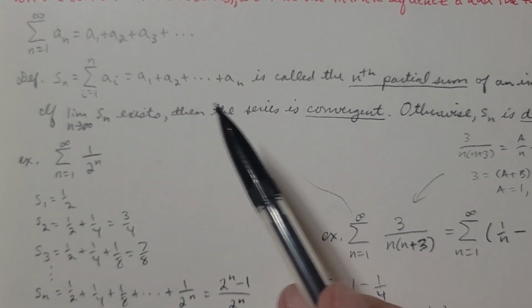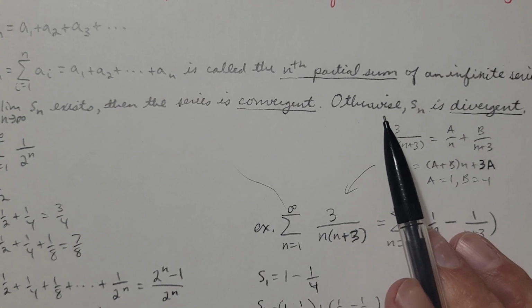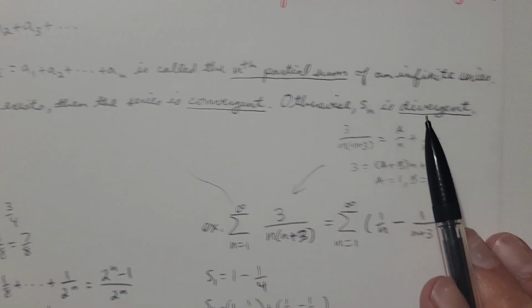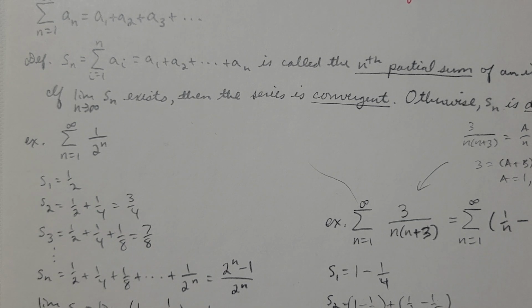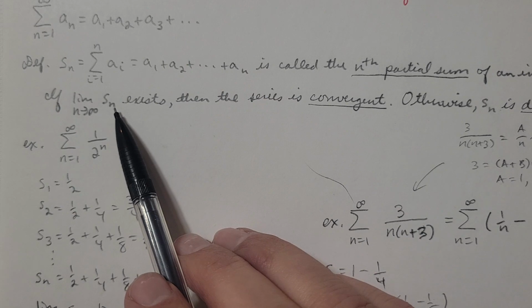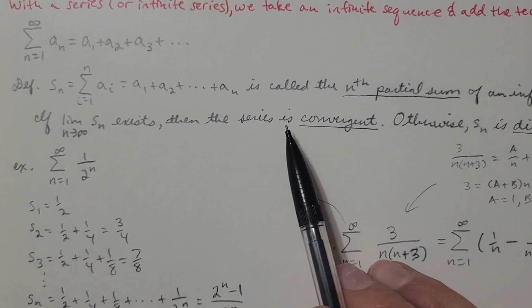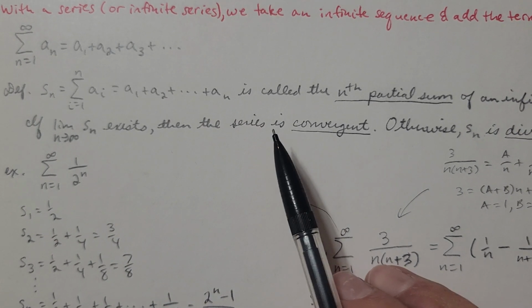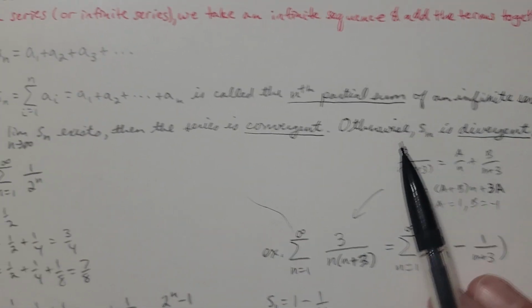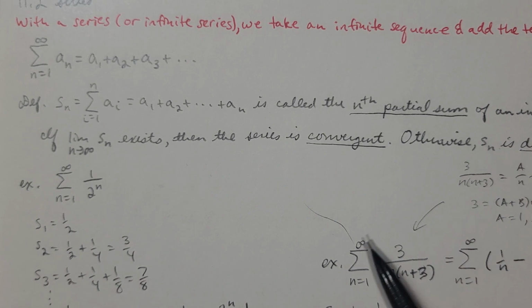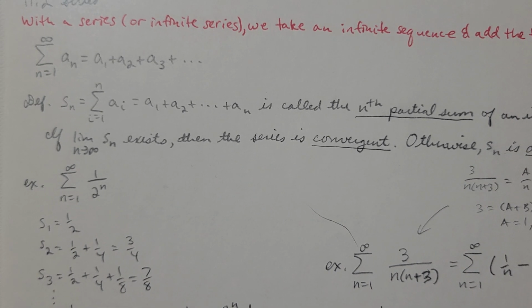Now this sum is called the nth partial sum, okay, of an infinite series. If the limit as n approaches infinity of the nth partial sum, s sub n, exists, then the series is convergent. So if I add up all infinitely many of these terms here, I'll get an answer, which is going to be a finite number. Otherwise, the series is divergent. So if I add up all infinitely many of the terms, I get infinity. Okay?